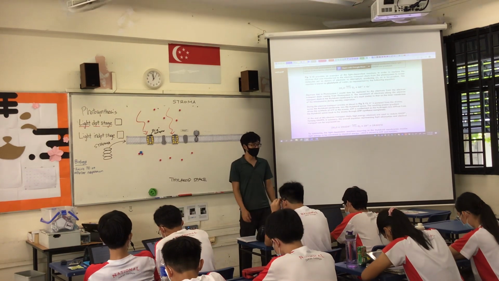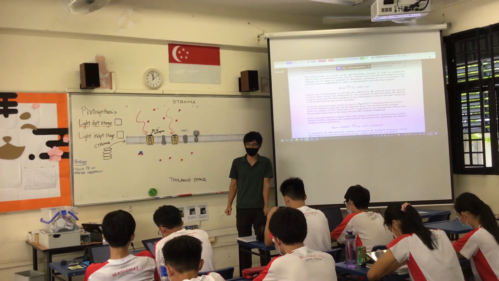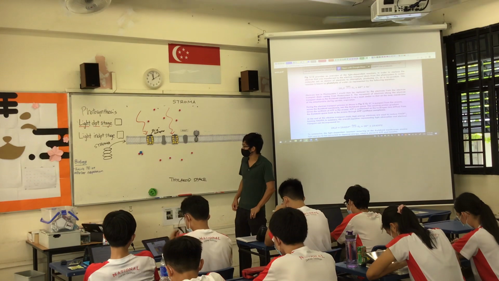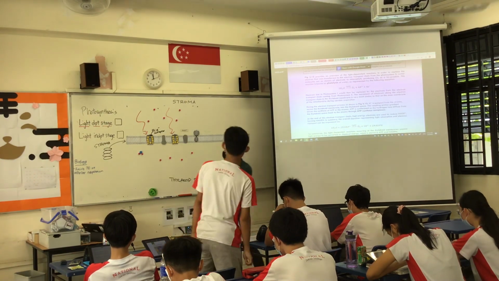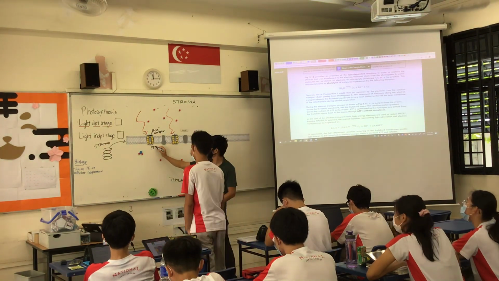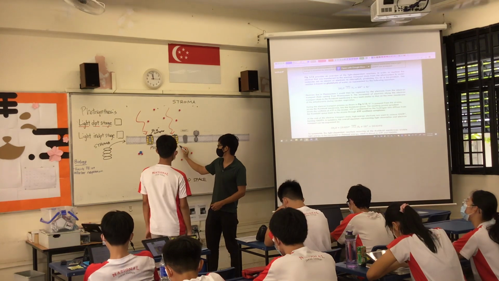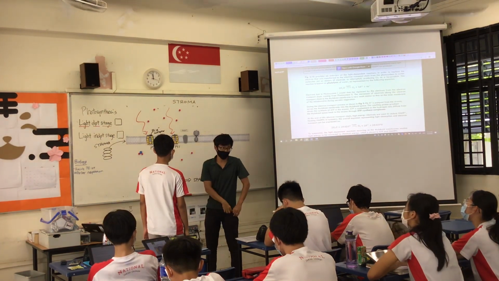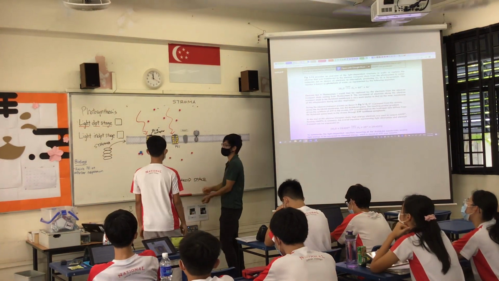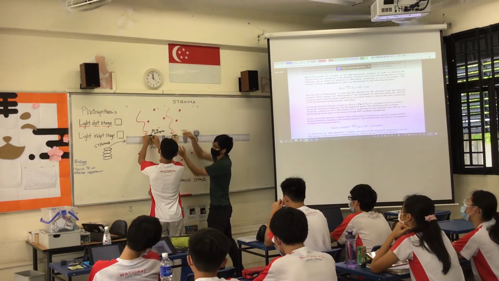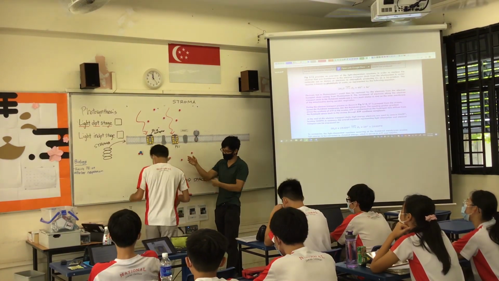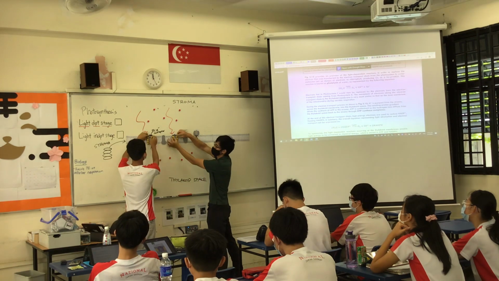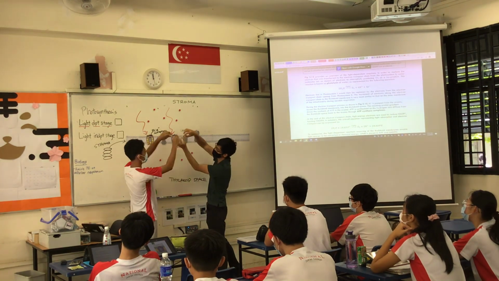Maybe I need the help of someone now. Aziz, will you come up for a while? Aziz will be photosystem 2, which is over here. I will be photosystem 1. And then light energy is striking. So Aziz, you do it with me, ready? You stand to the side so everyone can see. Ready? So light energy strikes and then we get excited.